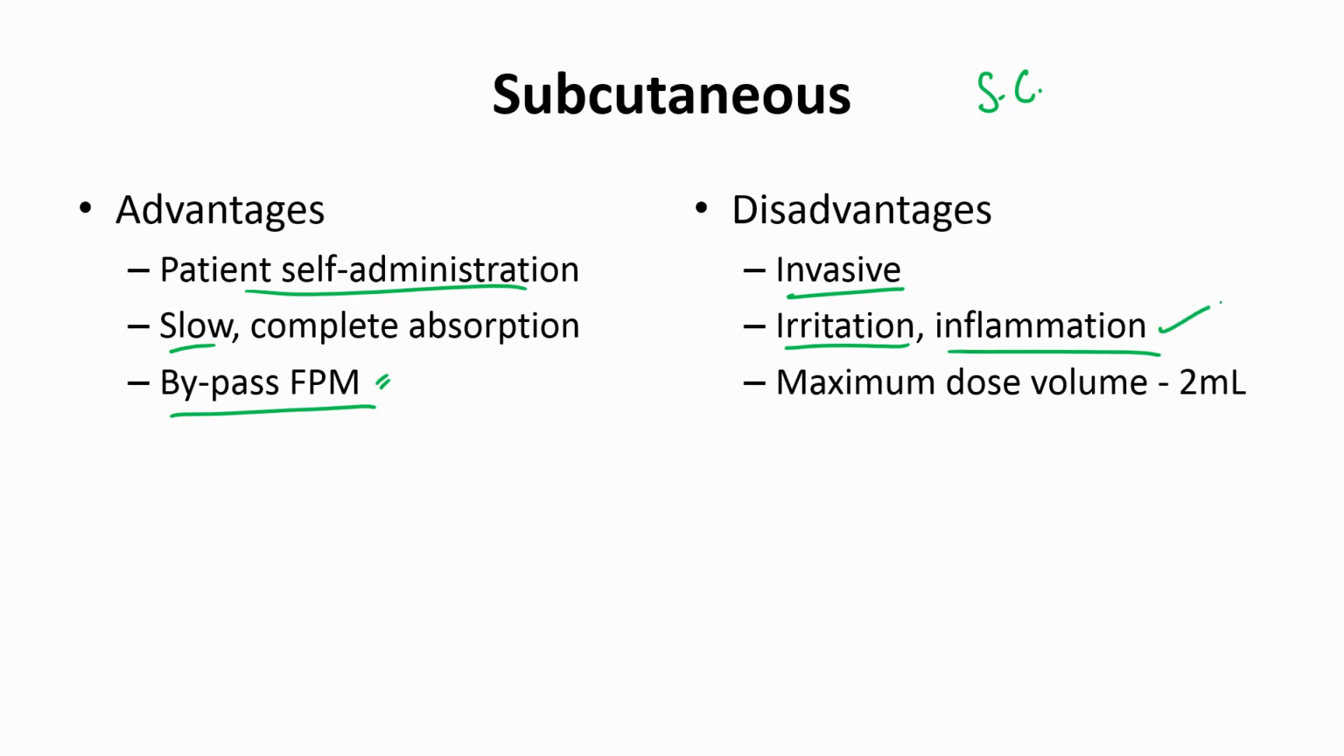So, that is not ideal, and then there is a limit to how much dose you can deliver. Unlike the oral route, where you can deliver hundreds of ml, in this case the maximum you can deliver under the skin is 2 ml. Beyond that, your skin elasticity will not let it be delivered further than that. There will be too much pressure, and you might damage the surrounding area.